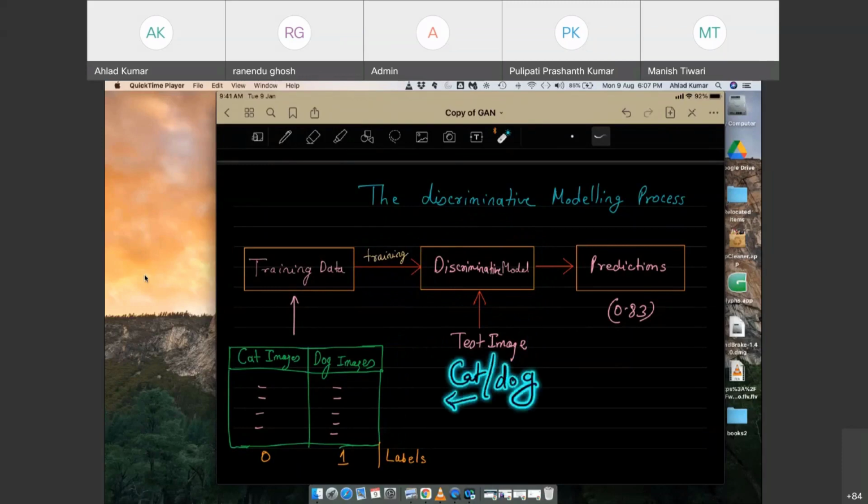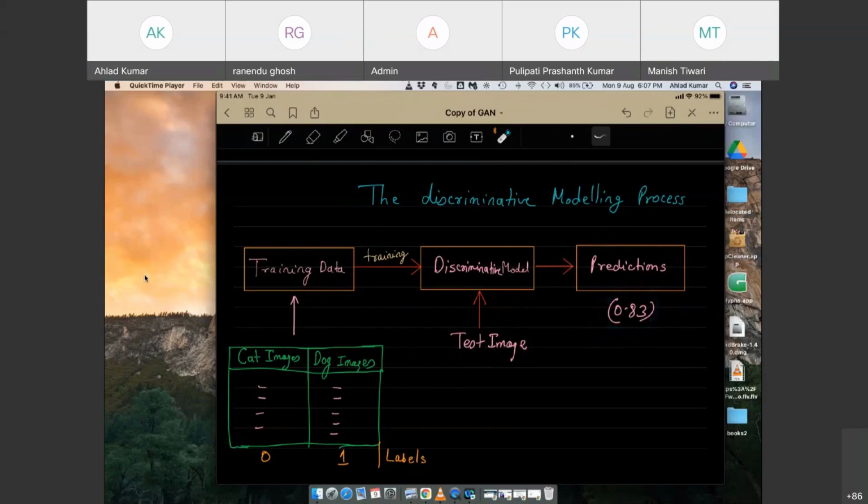But note that these cat and dog images which are taken in the test data set are not from this data set. So it has to be different. So once this test data set is there with you, what you do is you feed this into the discriminative model and you get some prediction out. And the prediction is in terms of the probability.